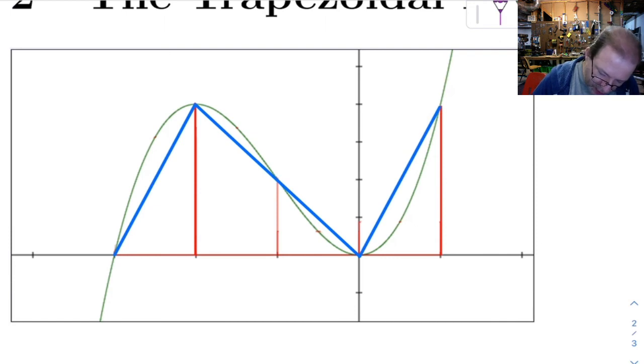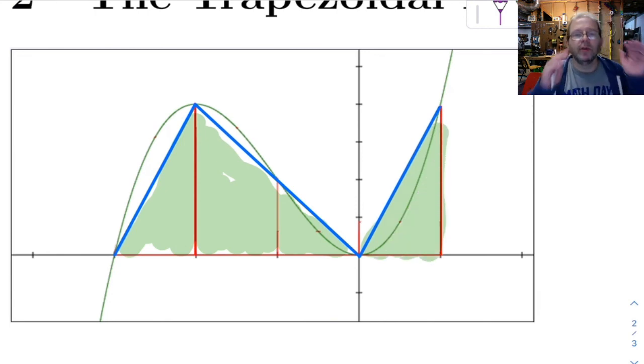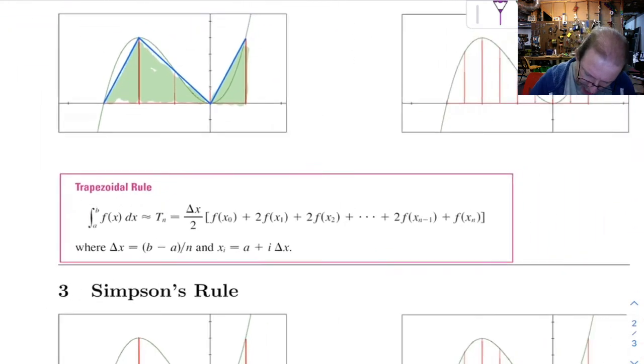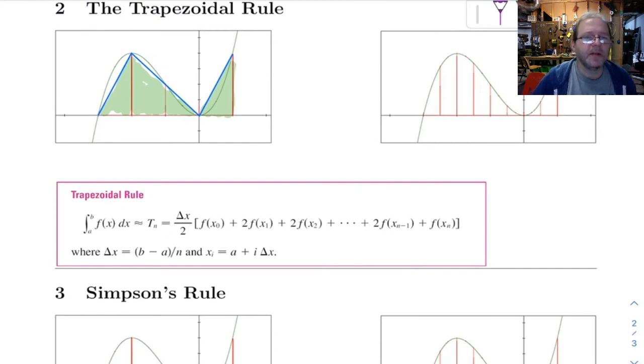If we found the area of each of these trapezoids, that would be a better approximation, because instead of just going straight across, we're averaging out the 2 endpoints when we're finding the top. So this is a better approximation. The formulas for that are given down here. But I don't want to spend much time on this because I want to really talk about Simpson's rule.